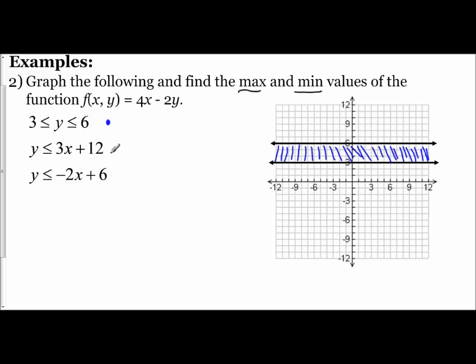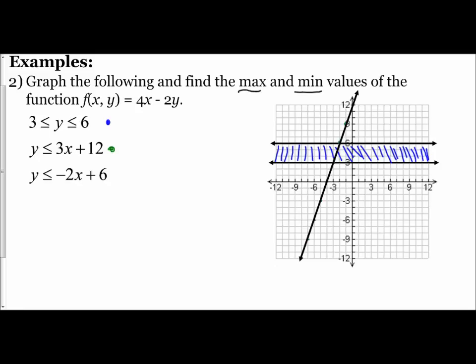So y is less than or equal to 3x plus 12. I'm going to use green for this one. So I have a y-intercept of 12, a slope of 3. So I can't go up 3, right 1, so I'm going to go down 3, left 1, and so on across the whole coordinate plane. And we see this is a solid line as well. So I'm going to sketch a solid line through all of these.